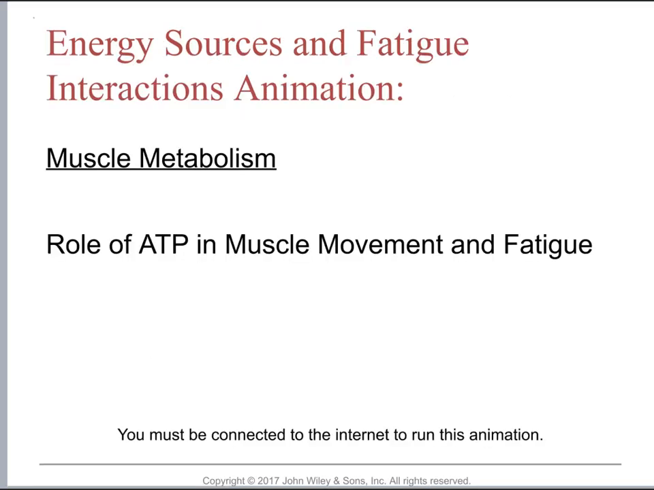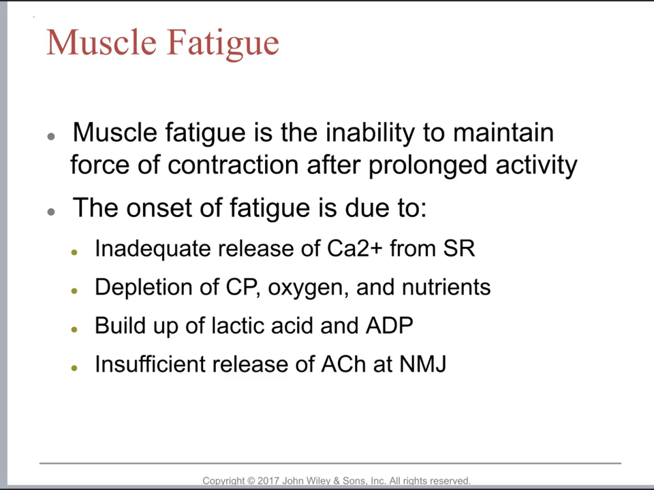Energy sources and fatigue: we do have an interactive animation, muscle metabolism, on the role of ATP in muscle movement and fatigue. You can click on this in your PowerPoint slide, not on this tutorial, but you must be connected to the internet to run this animation and in slideshow mode in order to see this little video. The next topic we're going to cover is muscle fatigue.